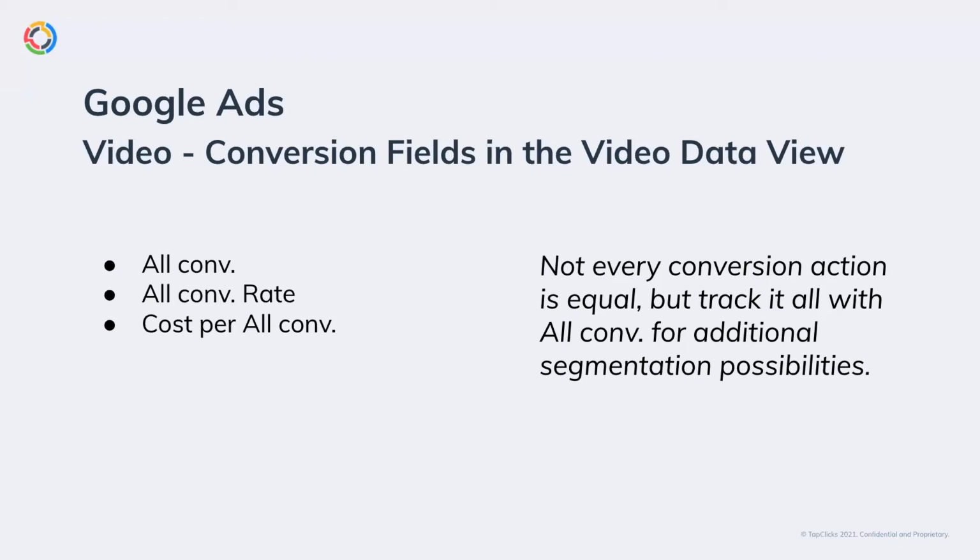Yeah, so we are referring to the value here. Interesting. Absolutely. So it's important to dissect those a little bit more and get a better view on what those different conversion types are. Correct. Nice. Now, within Google Ads, there are a lot of metrics. And when you have this connected to TapClicks, you will find these new fields in the video data view.